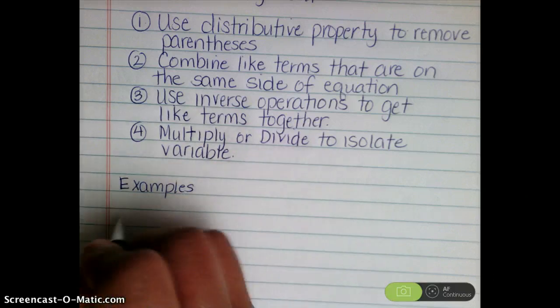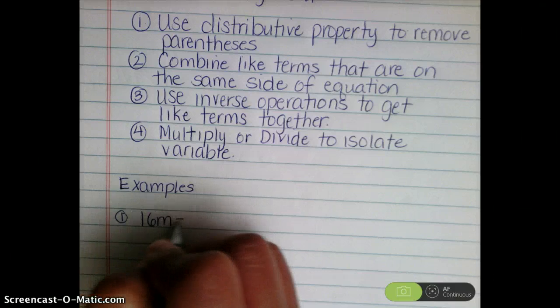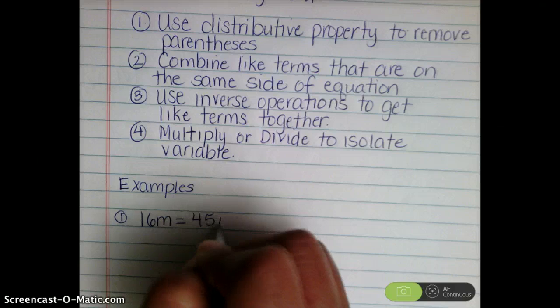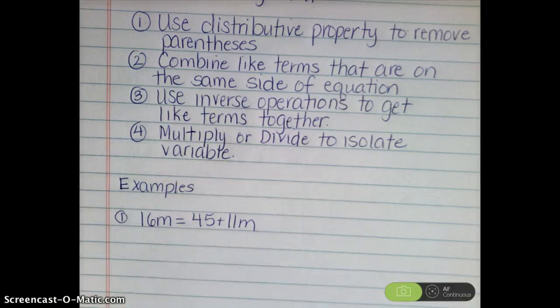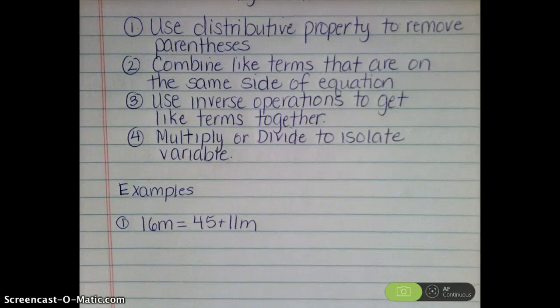Okay, in this first example, we're going to have 16m equals 45 plus 11m. We're going to take this example and go through the steps that we have listed above. The first step says use your distributive property to remove parentheses. Well, when you look at this equation, there are no parentheses, so there's no need to use distributive property. So we move down to the second step.